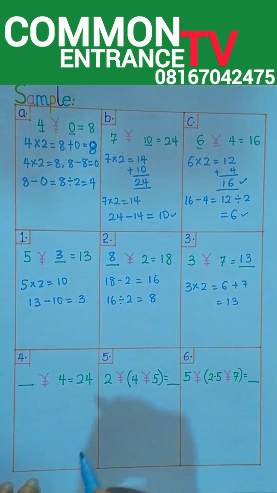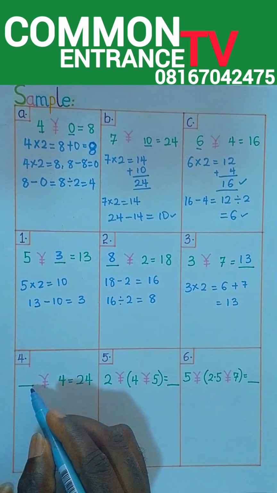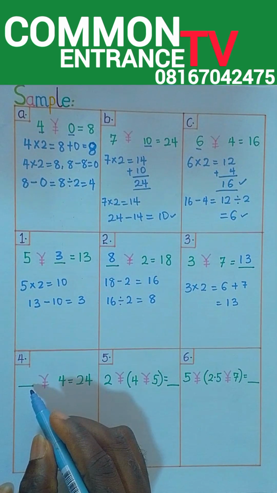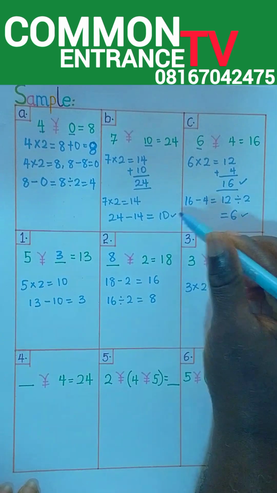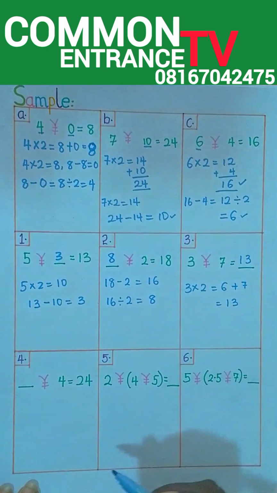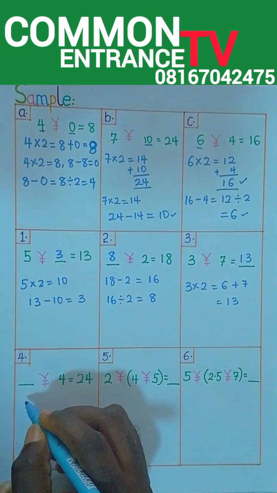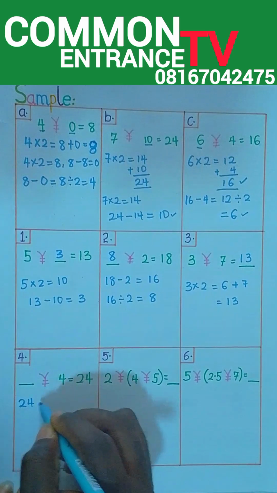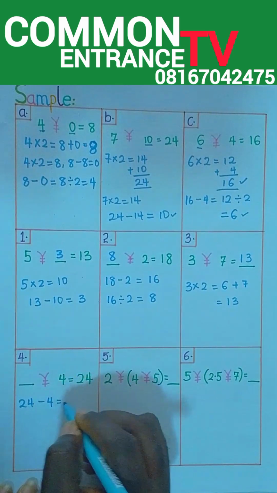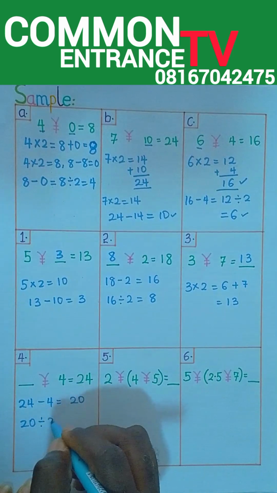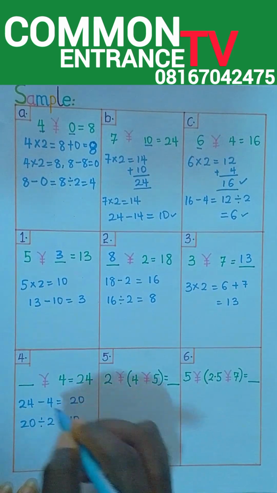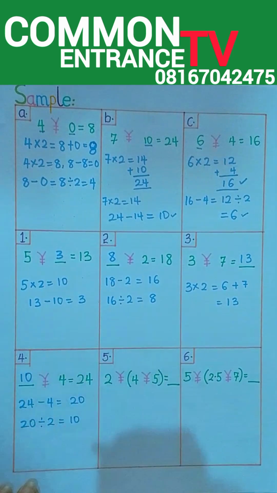Looking at the fourth question, this value here is missing. We can solve it using this method, the same method as number 2. So we have 24 minus 4 will give us 20, and 20 divided by 2 will give us 10. So the answer here must be 10.